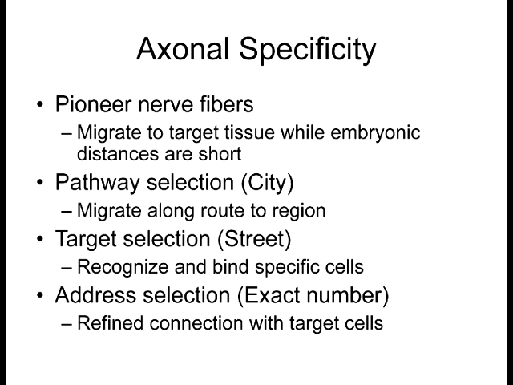If you remember, when we talked about apoptosis, you actually generate way more neurons than you actually use, because a lot of these will die off in the process of the neurons selecting their particular target. So that's the three modes.